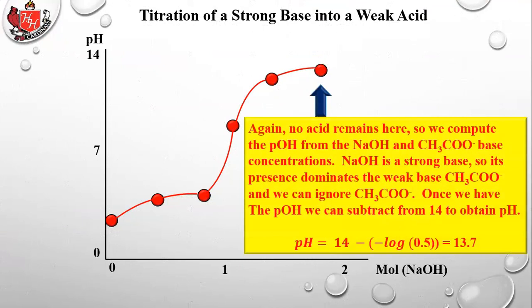Well, let's do this one first. We plot it. Again, no acid remains here, so we compute the pOH from the NaOH and acetate ion base concentrations. Sodium hydroxide is a strong base, so its presence dominates the weak base, acetate ion, so we can ignore the acetate ion. Once we have the pOH, we can subtract from 14 to obtain the pH, exactly the same as the last step.